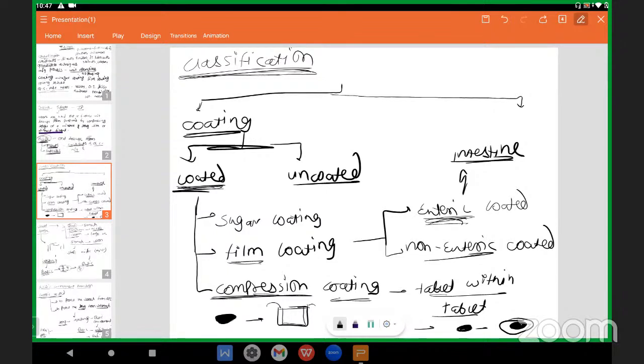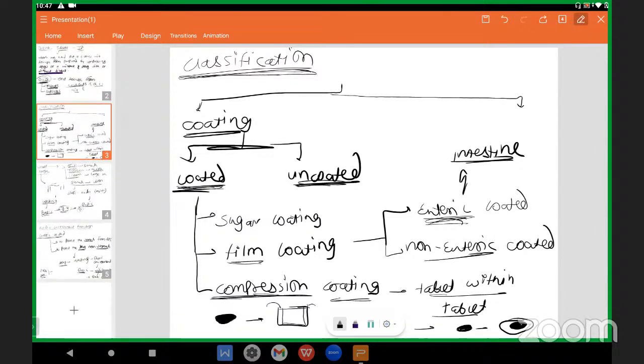Yes, sir. Uncoated में तो clear है. Uncoated में कोई coating नहीं रहेगा. Okay. Now second category of the classification, just write it down. Coating में there will be two categories, coated and uncoated, और वहाँ पे sugar coating, film coating and compression coating are three major classes of the coating. And when you move to the film coating, it will be again classified into two subclasses, that is enteric coating and non-enteric coating, based on the delivery of API into the intestine.